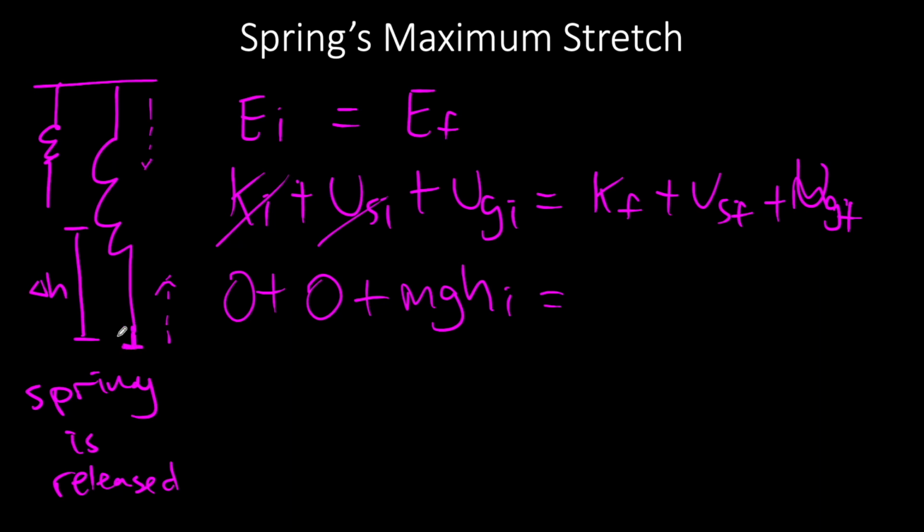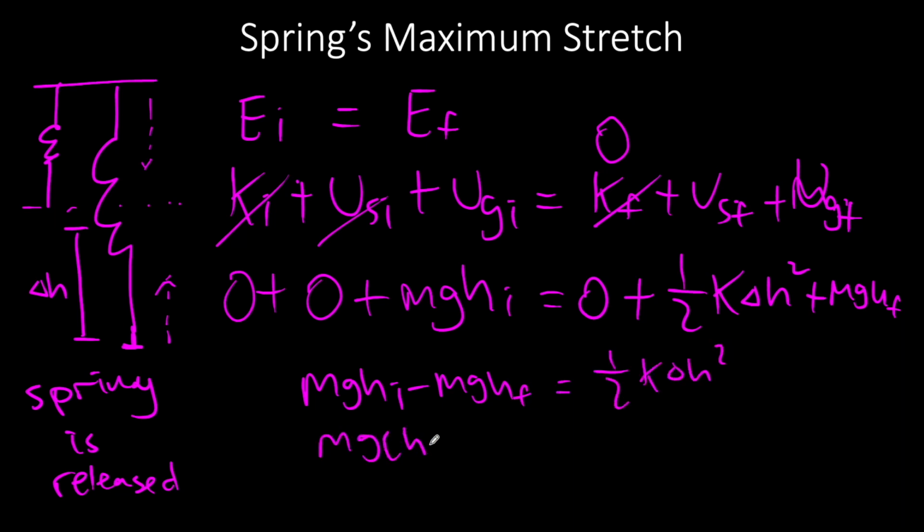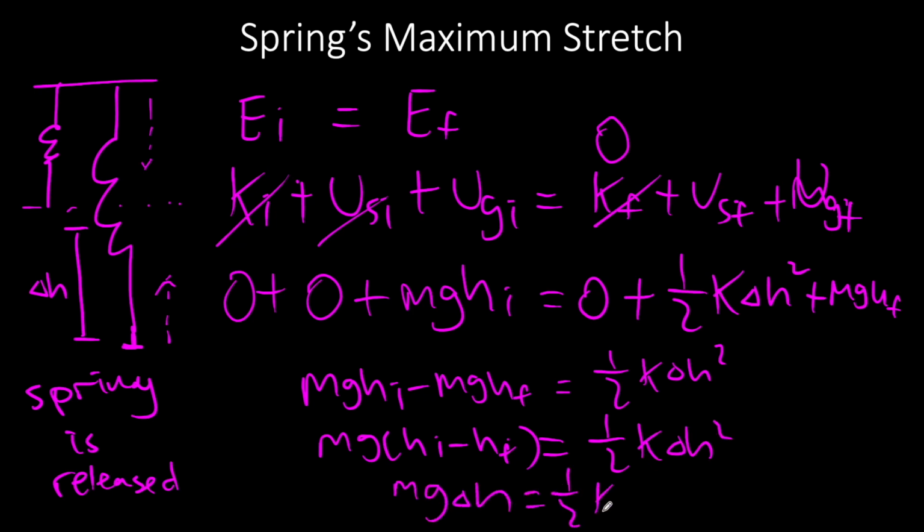So at the bottom here the spring has a velocity of 0, so K_f is also equal to 0, so 0 plus maximum stretch, so k delta h square. Because this is an equilibrium position, here's delta h, plus mgh_f, right? So now we can say that mgh_i minus mgh_f is equal to a half k delta h square. So mg delta h is equal to a half k delta h square.